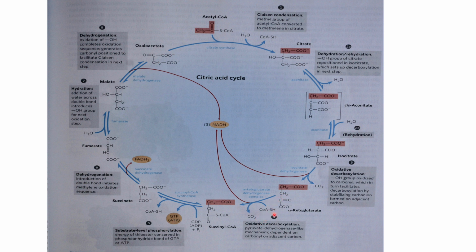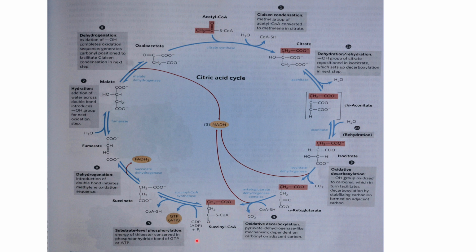The next step reintroduces CoA, and this is oxidative decarboxylation. So the pyruvate dehydrogenase-like mechanism depends on the carbonyl and the adjacent carbon. So we have alpha ketoglutarate, CoA attaches at this point, and you get oxidation with the loss of carbon dioxide.